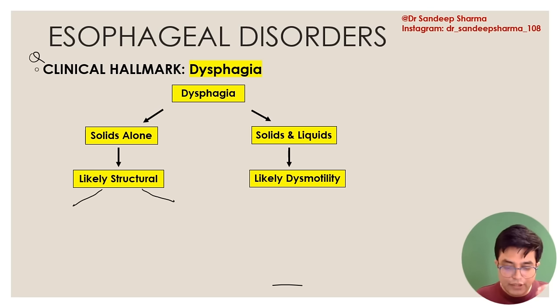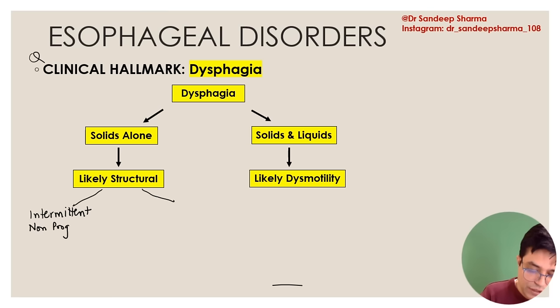The examiner will say, dysphagia is present to solid and it is intermittent in nature and it is non-progressive. So intermittent, non-progressive. Intermittent means it happens sometimes, episodically, it does not happen all the time. If it is intermittent and non-progressive, what conditions will you suspect? The patient is likely to have either Zenker's diverticulum, or the patient is likely to have a ring called Schatzki's ring.